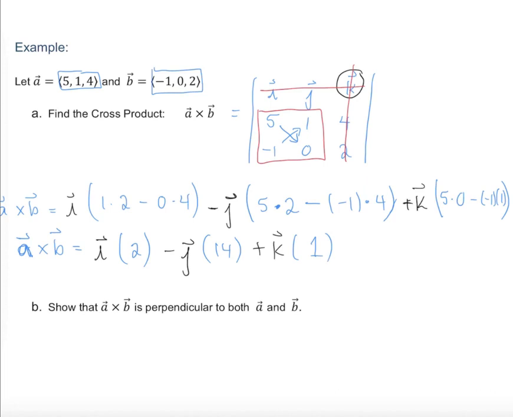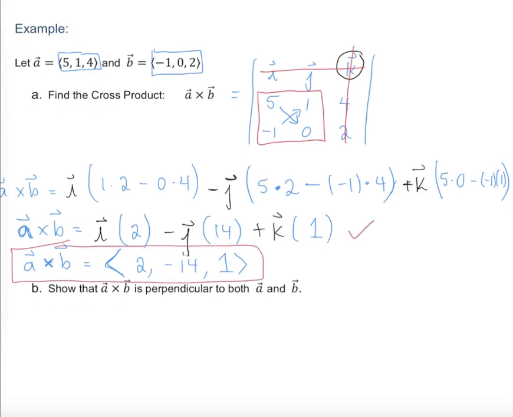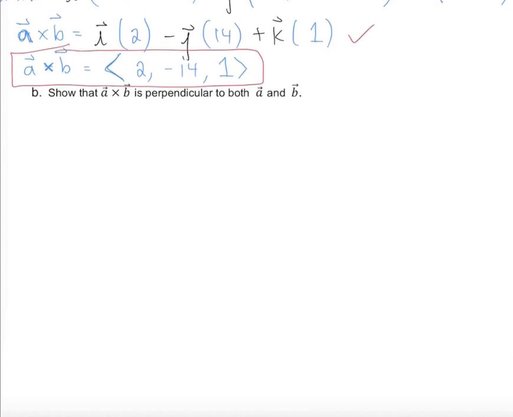So we could write our A cross B vector in this component form where we have the scalar multiples of i, j, k, or we could use pointy bracket notation to say that the x component is 2, the component in the direction of y is -14, and the component in the direction of z is +1. And again, this pointy bracket notation is just a little bit cleaner, but you're welcome to use the ijk notation if you prefer.